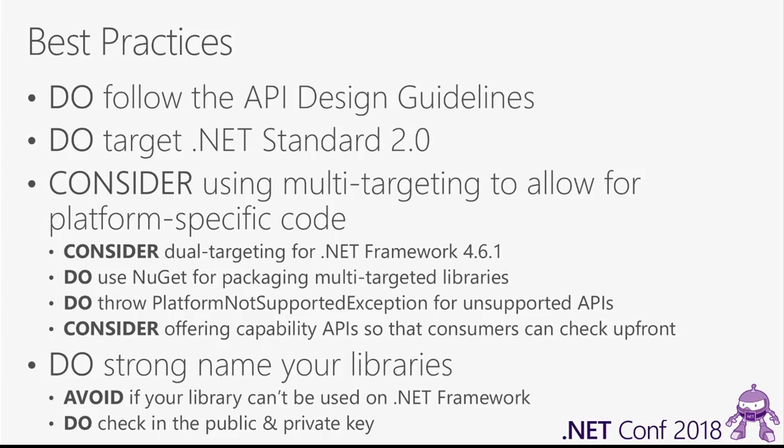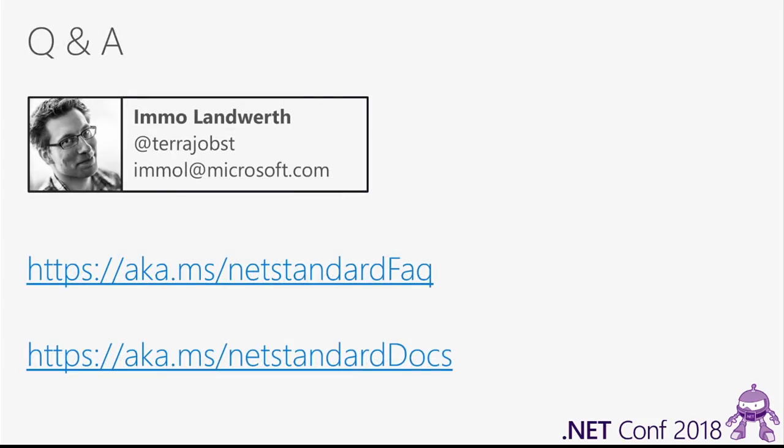And then lastly, strong name your libraries. Just do it. The world is better off. We have much, much fewer problems. All right, so here are the two URLs you should remember. NET Standard FAQ is the one that I keep updating whenever questions pop up about .NET Standard. And then I have the .NET Standard docs, which points you to the documentation pages.